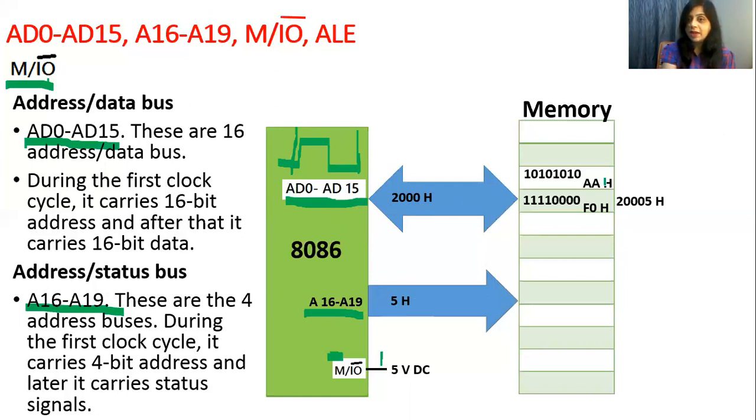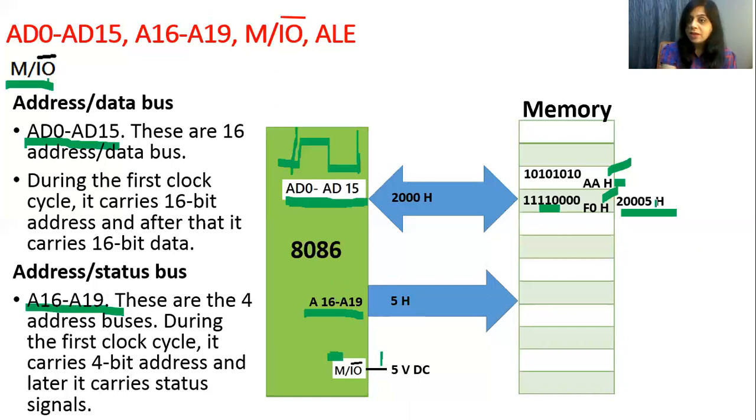Let's take an example. This is the data stored at memory location 20005. One byte is stored here and one byte is stored at the next memory location, that is 20006. Now let's assume that 8086 wants to read this data. Read means it wants to transfer this data from memory to 8086. For transferring this data, 8086 has to transfer this address to memory. So 8086 will transfer this address on the address bus. So 0005 will flow on AD0 to AD15 because these are 16 bits.